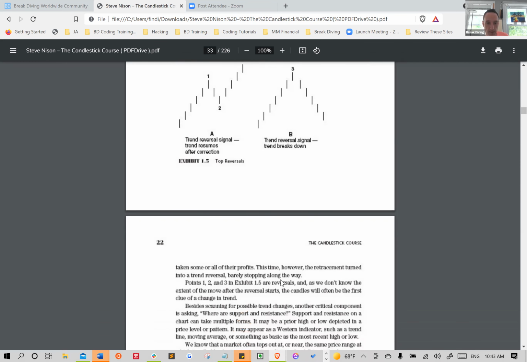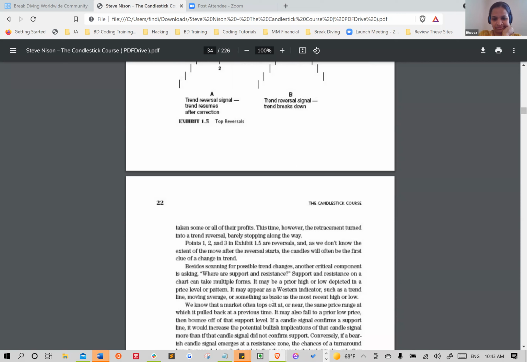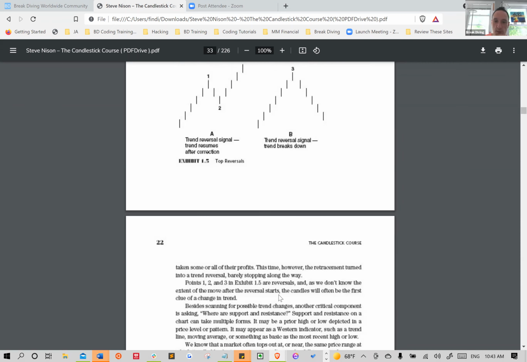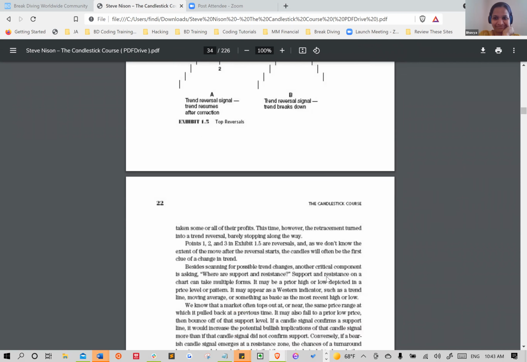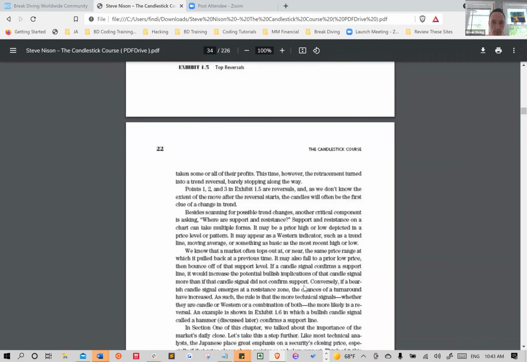The candles will be the first clue of a change in trend. Besides scanning for possible trend changes, another critical component is asking, what is the support and resistance? Support and resistance on a chart can take many forms. It can be a prior high or low, depicted in a price level or pattern. It can appear as a Western indicator, such as a trend line, moving average, or something as basic as the most recent high or low.